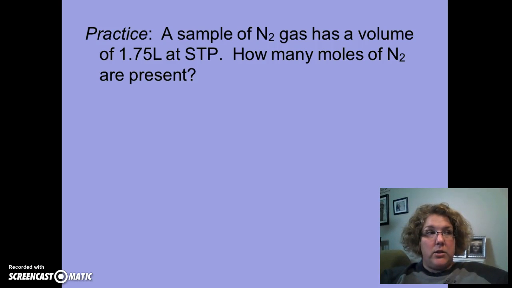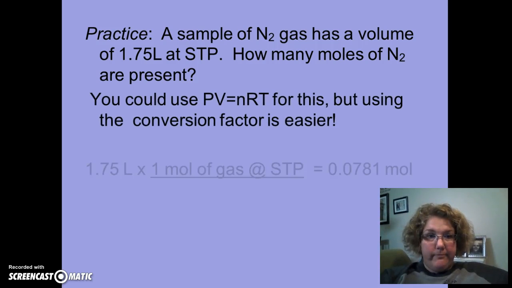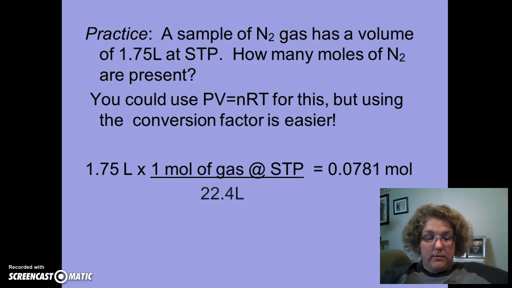Easy enough to use PV equals nRT to solve for moles, right? But because it's at STP, we can skip the algebra and just use the 22.4 number as a conversion factor. And it would look like this: 1.75 liters times 22.4 liters on the bottom to every 1 mole of gas at STP. And there would be our answer.